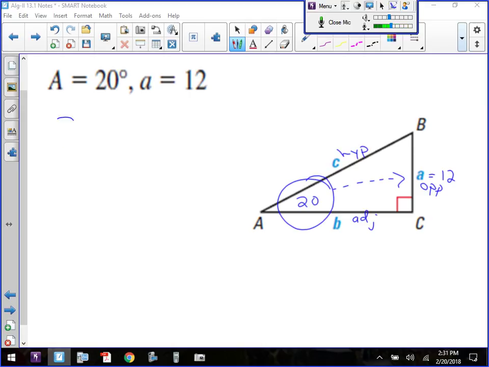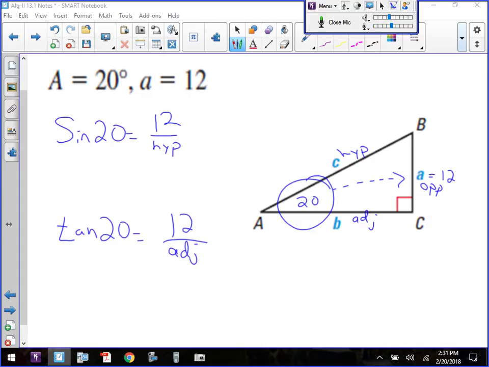So like you guys said, the sine of 20 is going to be my opposite over the hypotenuse. The tangent of 20 is going to be my opposite over my adjacent. And then I just write out how I'm going to solve it before I press my buttons. My unknown for both of these is in the denominator, so I just do a quick little change-o.